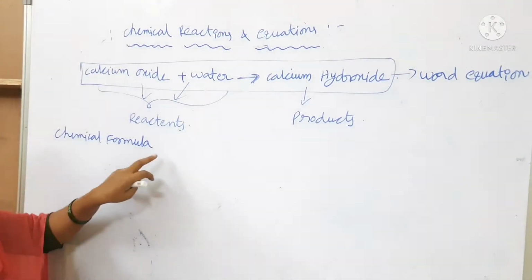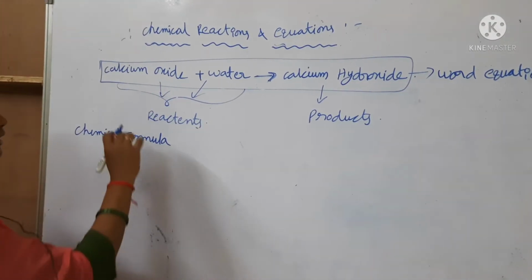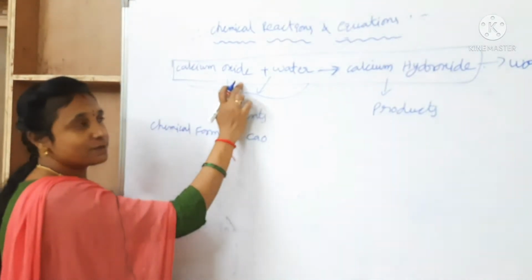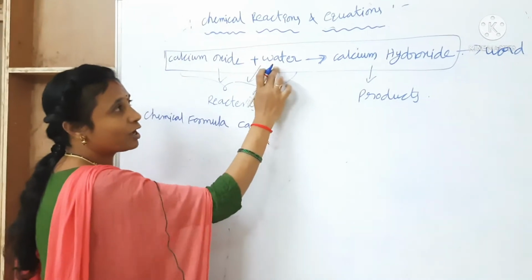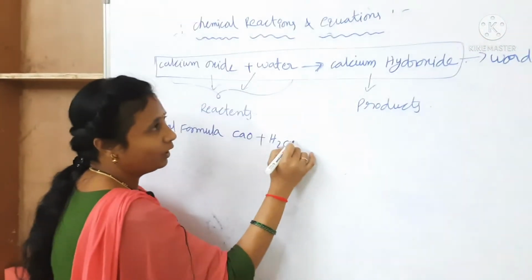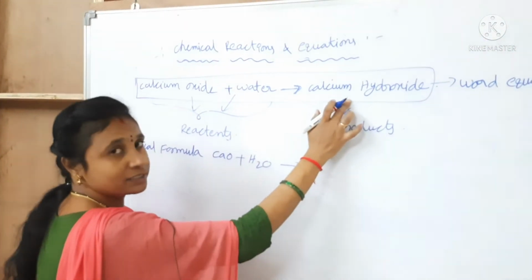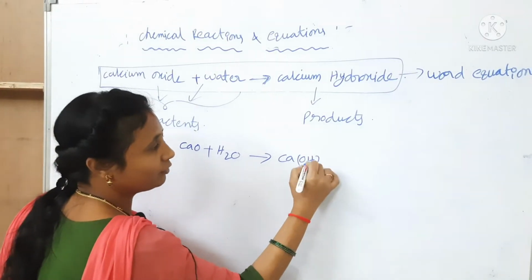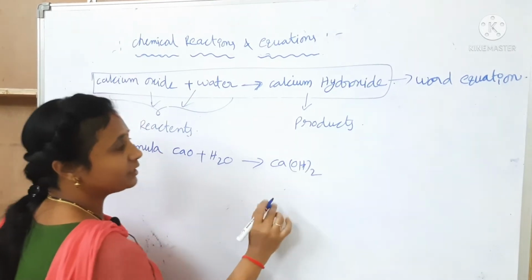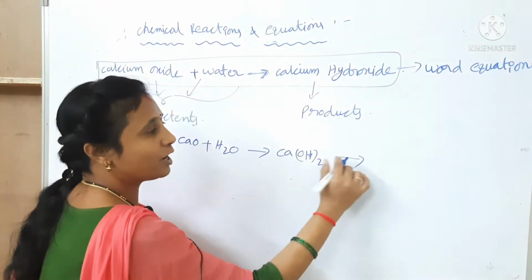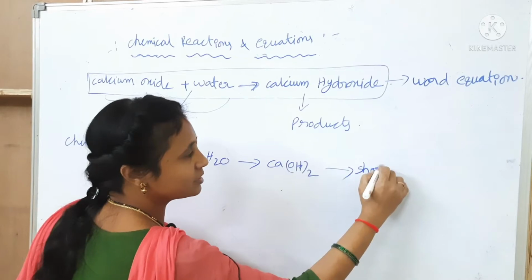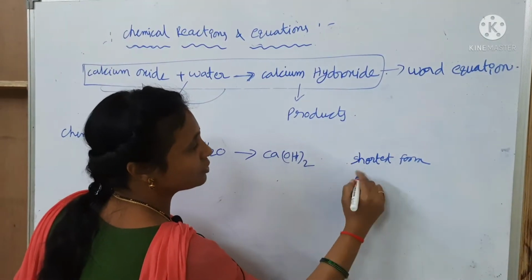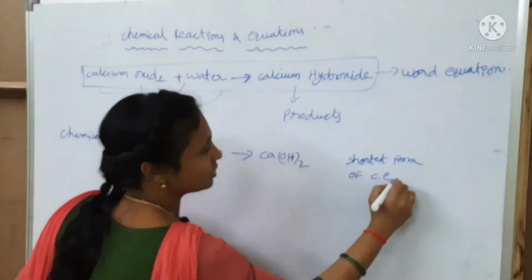Here, the chemical formula for calcium oxide is CaO. The chemical formula for water is H2O. It will give calcium hydroxide. What is the chemical formula of calcium hydroxide? Ca(OH)2, that is, CaOH taken twice. This is the shortest form of the chemical equation.